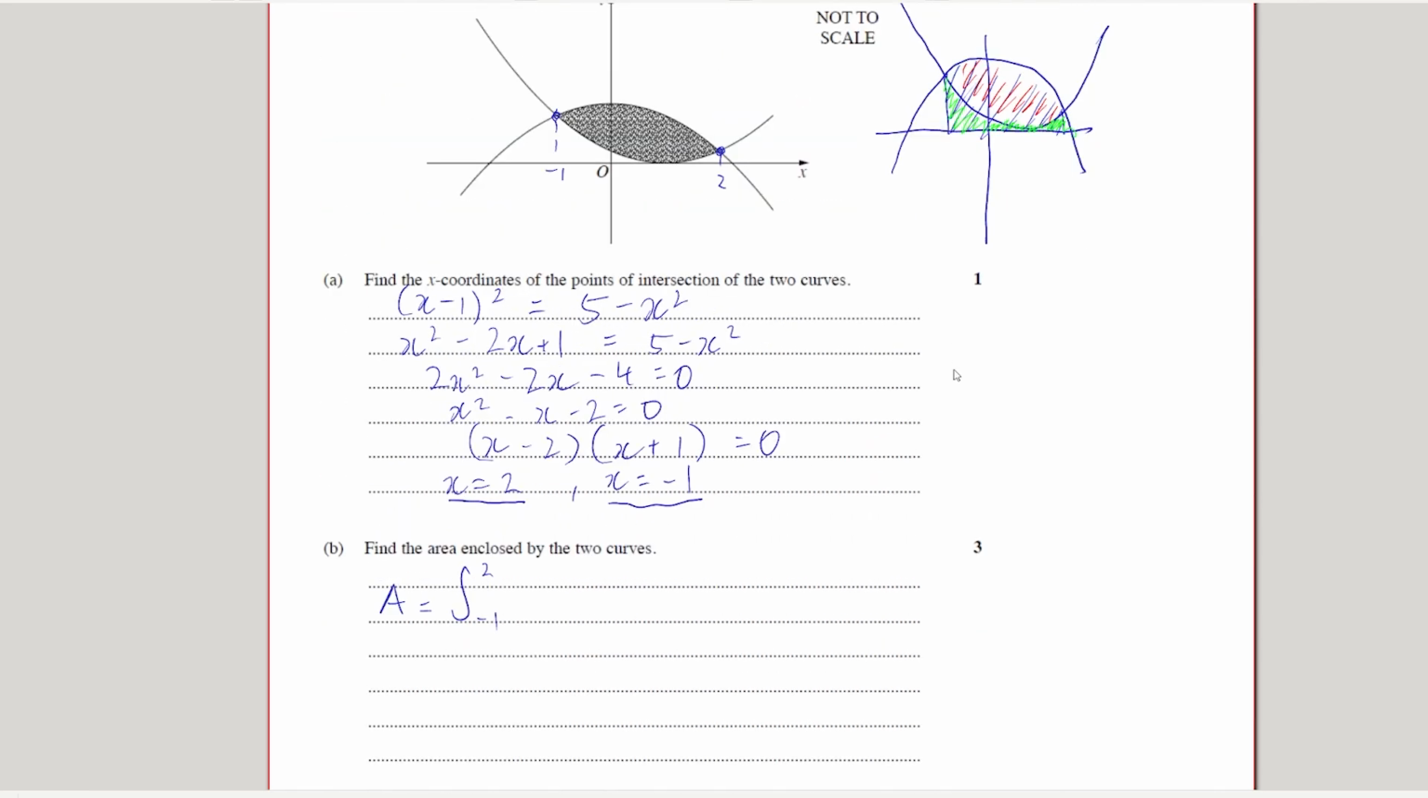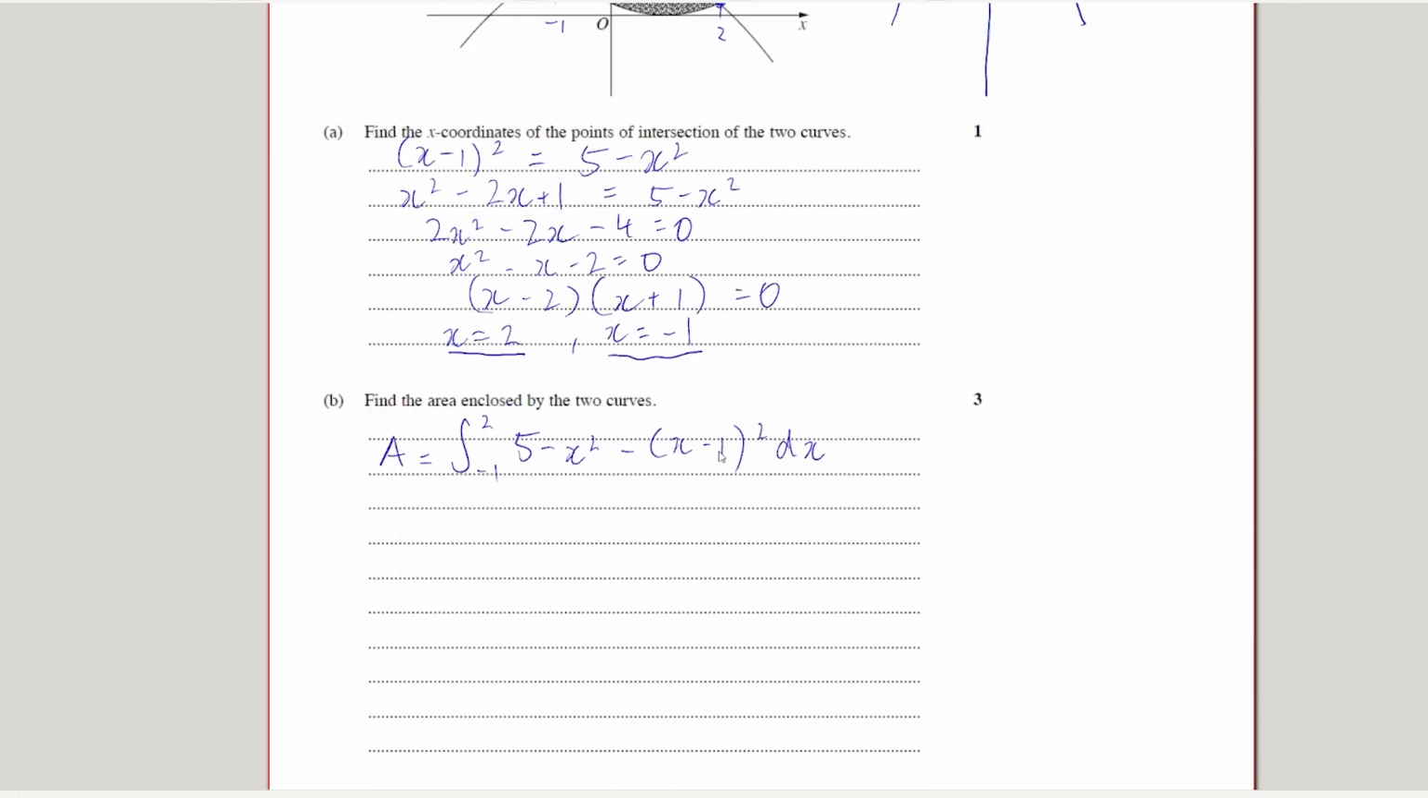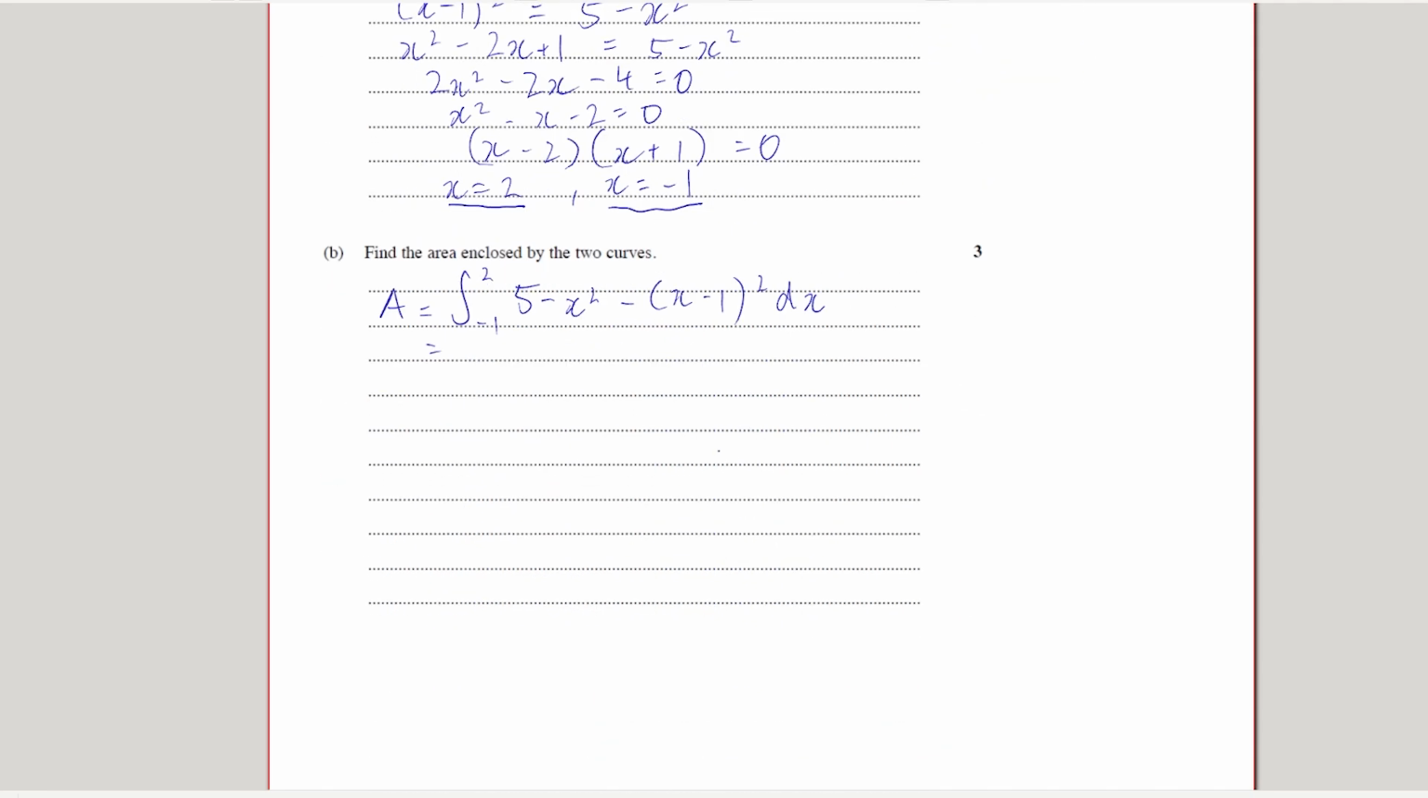So the top curve is going to be 5 minus x squared, because that's concave down, so it has to be negative x squared. So 5 minus x squared minus (x minus 1) squared dx. Okay, so let's do our calculations. What I like to do is on the side, I like to calculate what this is individually. So now all I have to do is put that in here. So 4 minus 2x squared plus 2x dx.